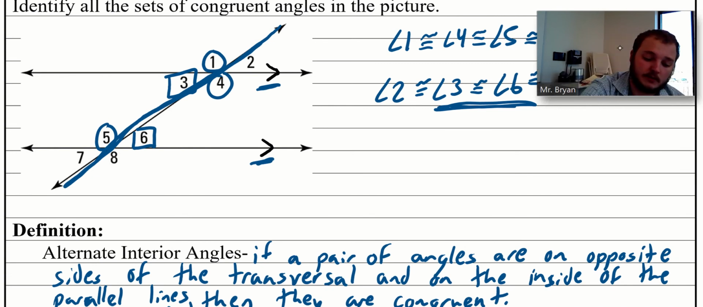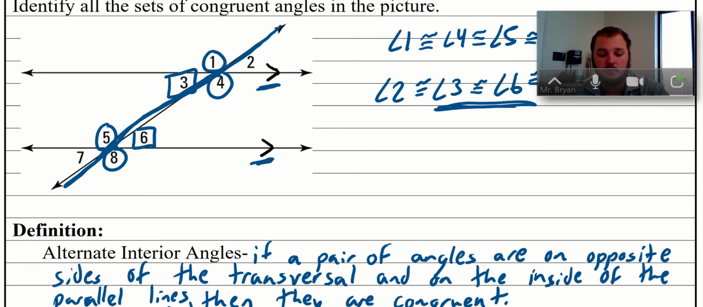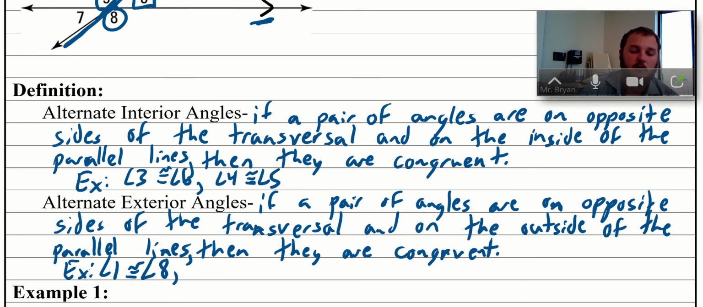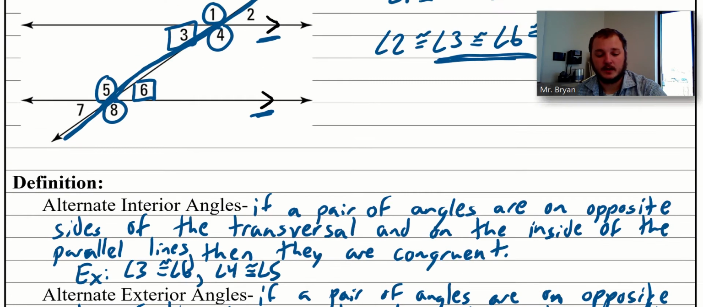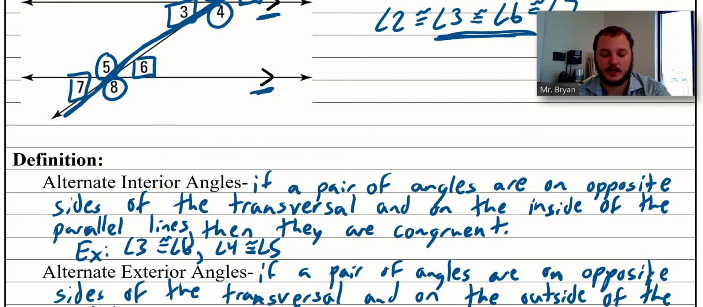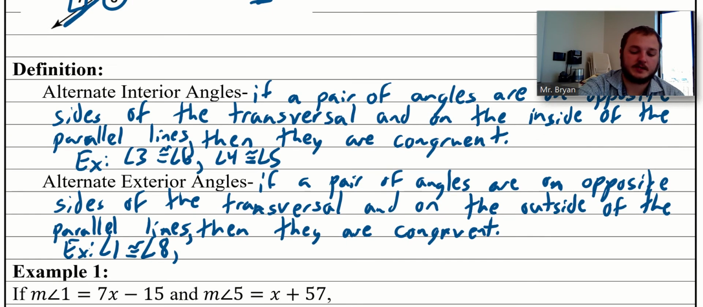In that case, or in this case, it would be angle 8. So what I would say here for an example is I could say angle 1 is congruent to angle 8. Alternate exterior. And then lastly, what would be another pair? Well, I see angle 2 is also on the exterior of the parallel lines. So what is another angle that's on the opposite side or the alternate side of the transversal and on the exterior or outside the parallel lines? In that case, that would be 7. So I could say angle 2 is congruent to angle 7 for that same reason.